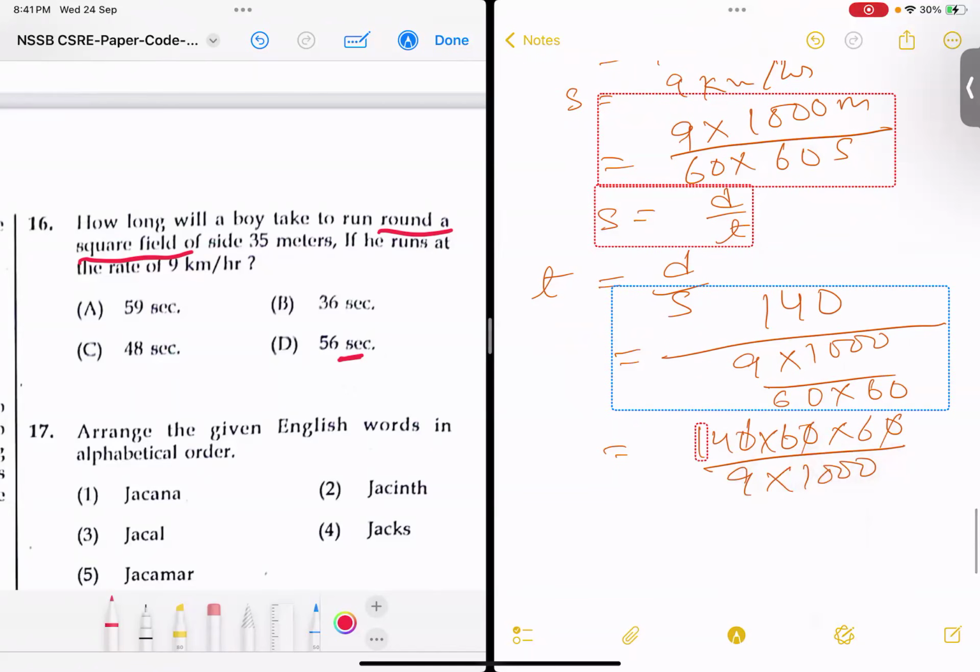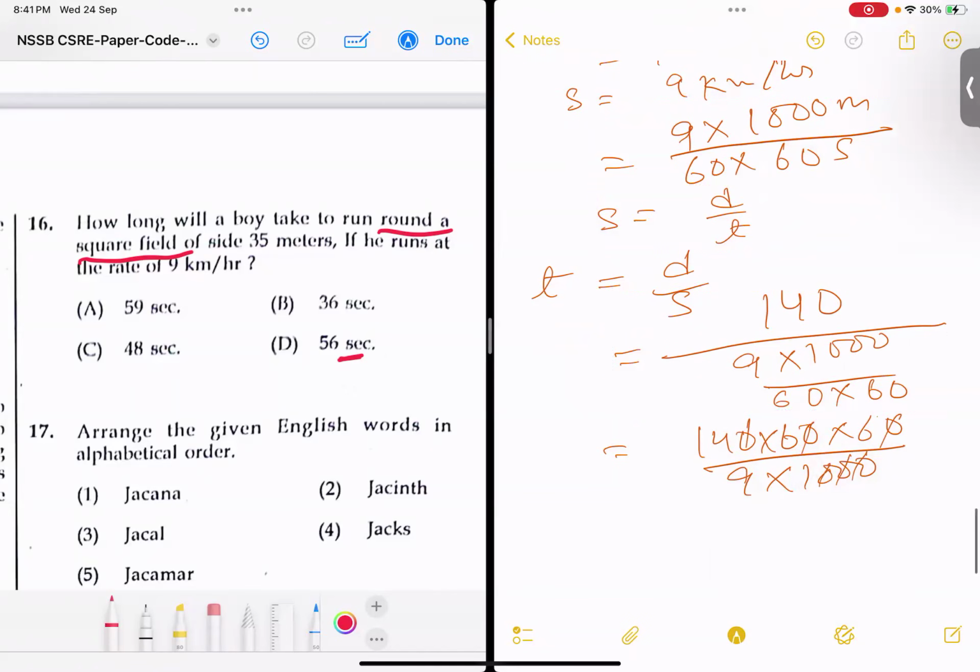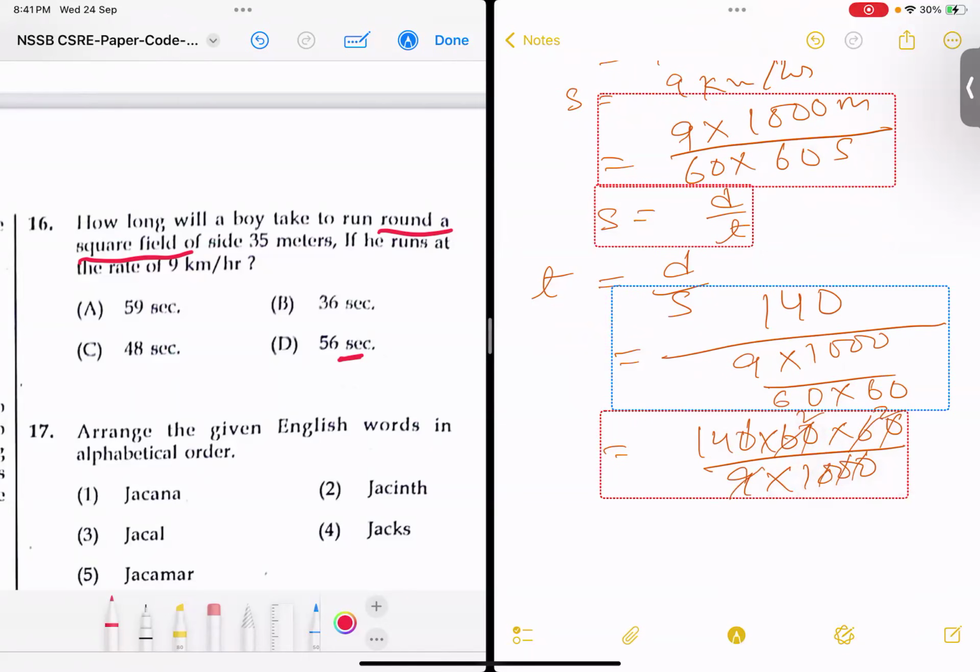So 3 zeros will be out. 3 into 6 will be 9 cancels. It will be 14 into 4, equal to 56 seconds. So the correct answer is 56 seconds.